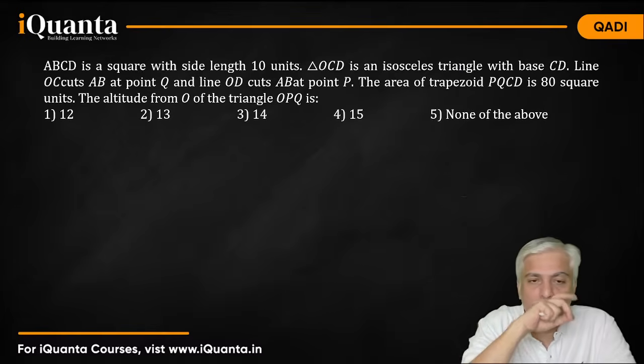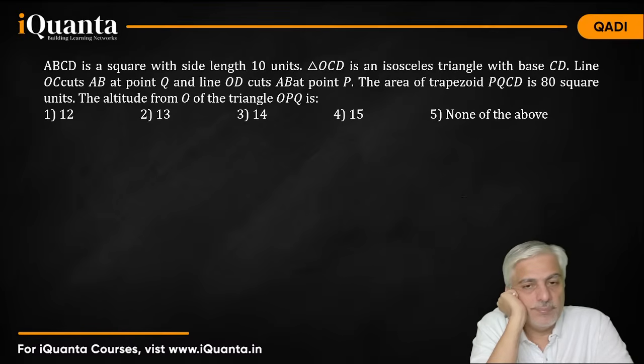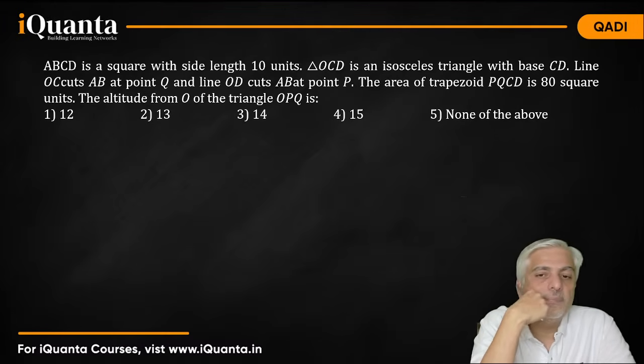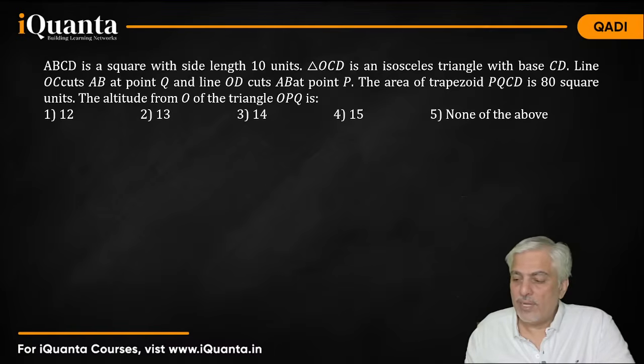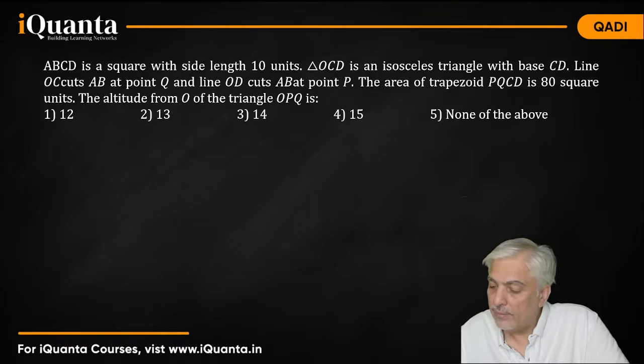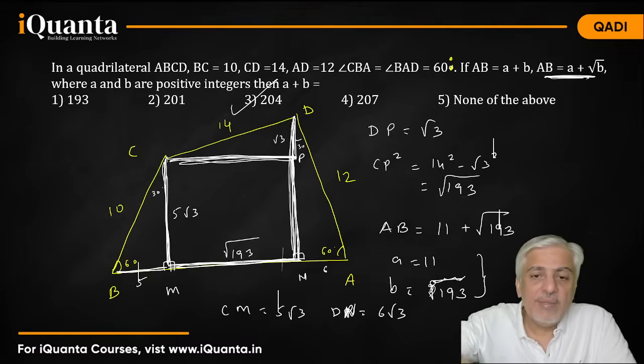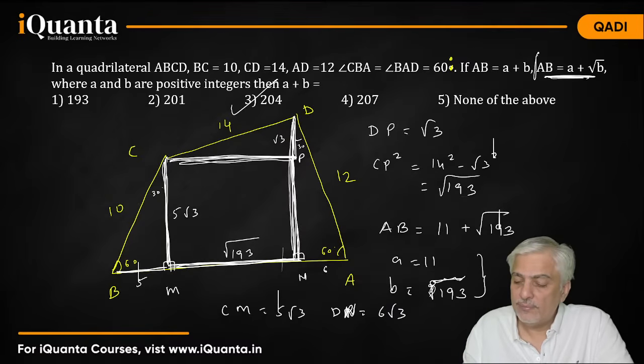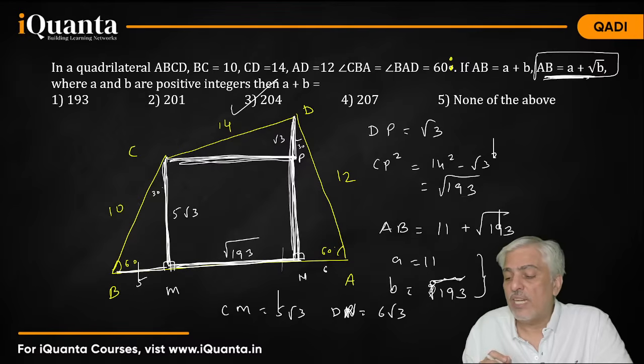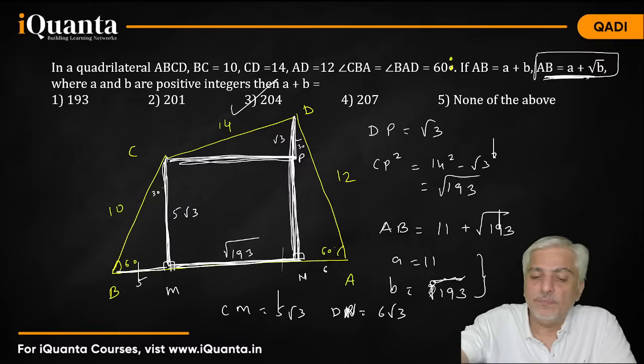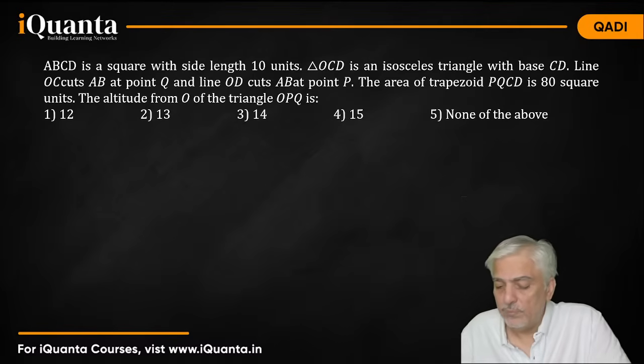Chalo. Let's go ahead. Trying to draw the diagram. It was given in the question, Abhijit. AB is a plus root b was given. I just found AB. AB is not a plus b. AB is a plus root b. Got that, Abhijit, now?